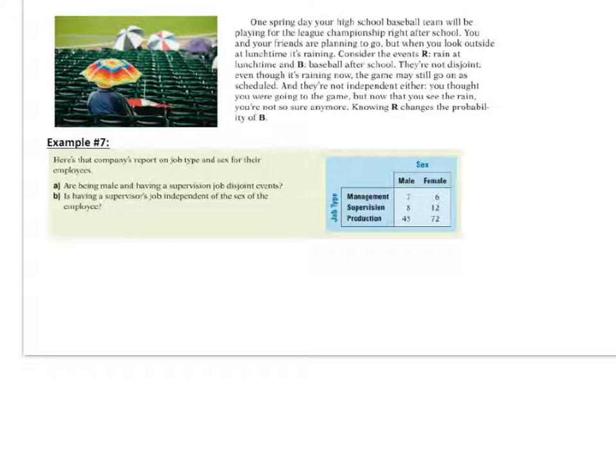And as a summative look at conditional distributions here, can you take a look at example number 7 and see if you can answer questions A and B? Given the information in the table, are being male and having a supervisor job disjoint events? Is having a supervisor job independent of the sex of the employee? So take a little time to answer those two, and that will be it for this video.